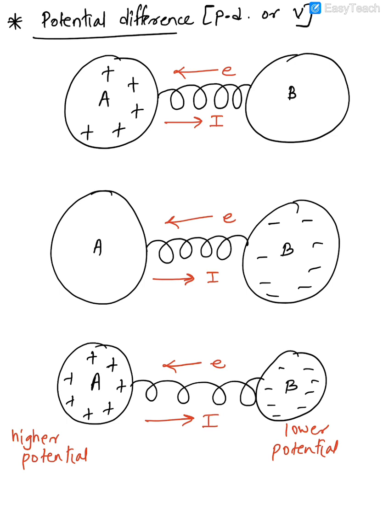Now again, how long will the electrons keep on flowing? Till they both reach electrical equilibrium, meaning they both have the same kind of charge. Till then they will keep on flowing.